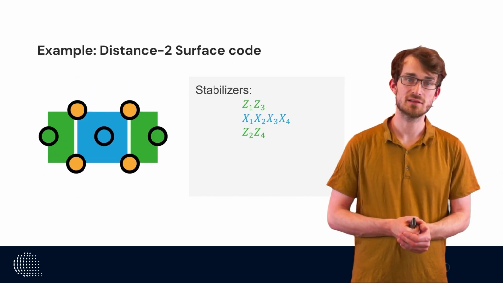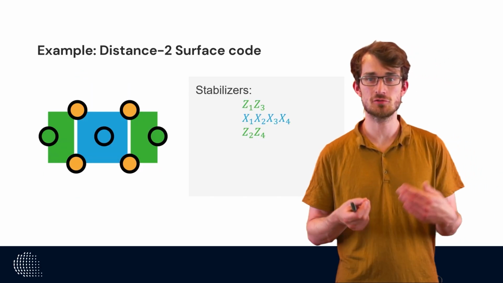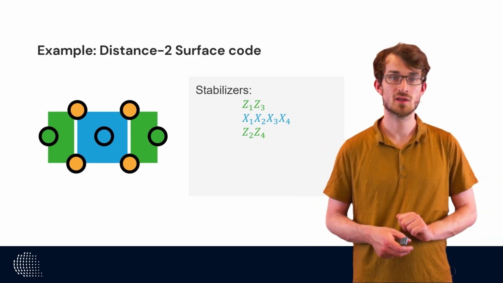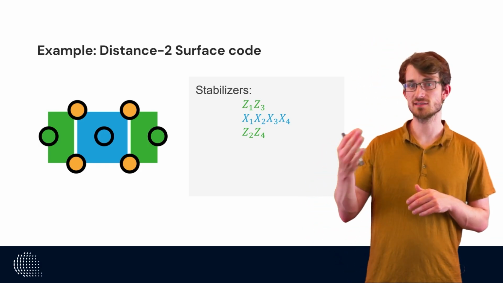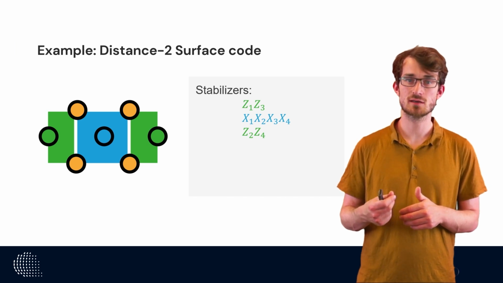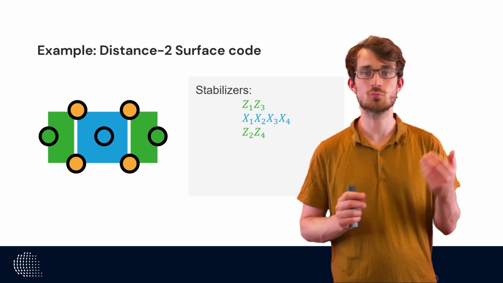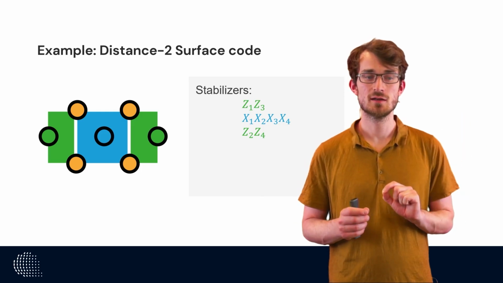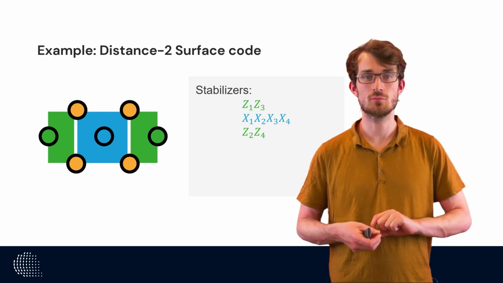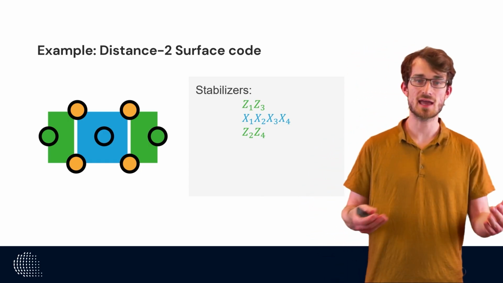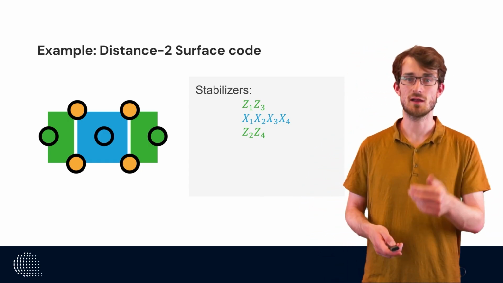Let's look at an example. Let's take the smallest possible surface code that we can meaningfully define. That's a distance 2 surface code. Remember that in a distance d code, we can correct (d minus 1) over 2 errors. If you put d equals 2 into that and you round down, you get 0, meaning a distance 2 code cannot correct any errors, but it can detect errors.